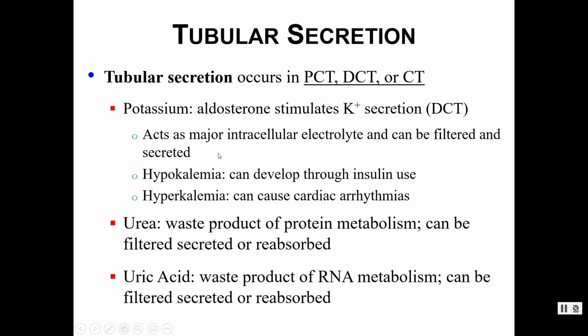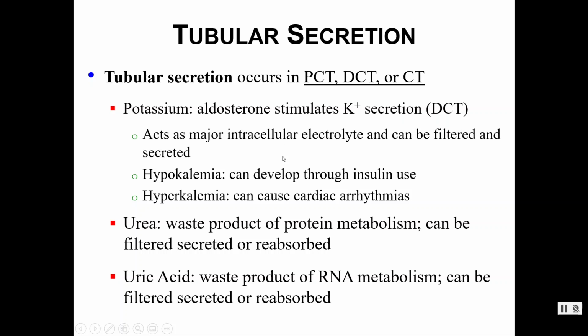What might we secrete? We could do things like potassium. Aldosterone stimulates potassium secretion. Why? Because aldosterone stimulates sodium reabsorption. We just said that if you're reabsorbing sodium, you're getting rid of potassium. Well, this is how you're going to get rid of it. You're going to do tubular secretion. You're going to put it into the distal tubule.